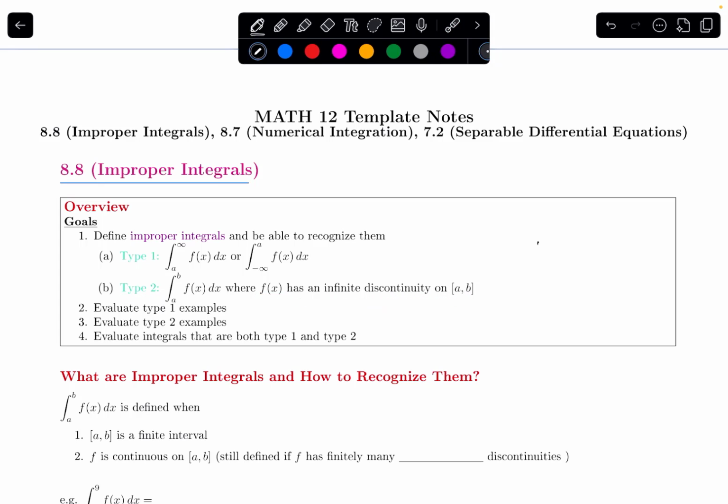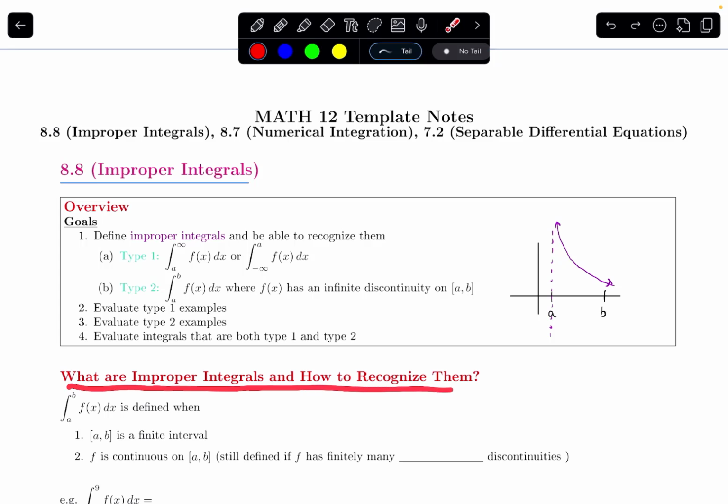So a picture of that might look like I have some axes and I have my interval from a to b. And there's a vertical asymptote somewhere on the interval. So maybe that happens at an endpoint like this. It could also happen in the middle. And then my graph kind of snuggles up next to that vertical asymptote. So it gets infinitely high here. That creates that infinite discontinuity. And I want to be able to evaluate an integral in a situation like this. So after we talk about those two types, we are going to focus on doing a bunch of examples. So in this video, we will focus on what improper integrals are and how we can recognize them.